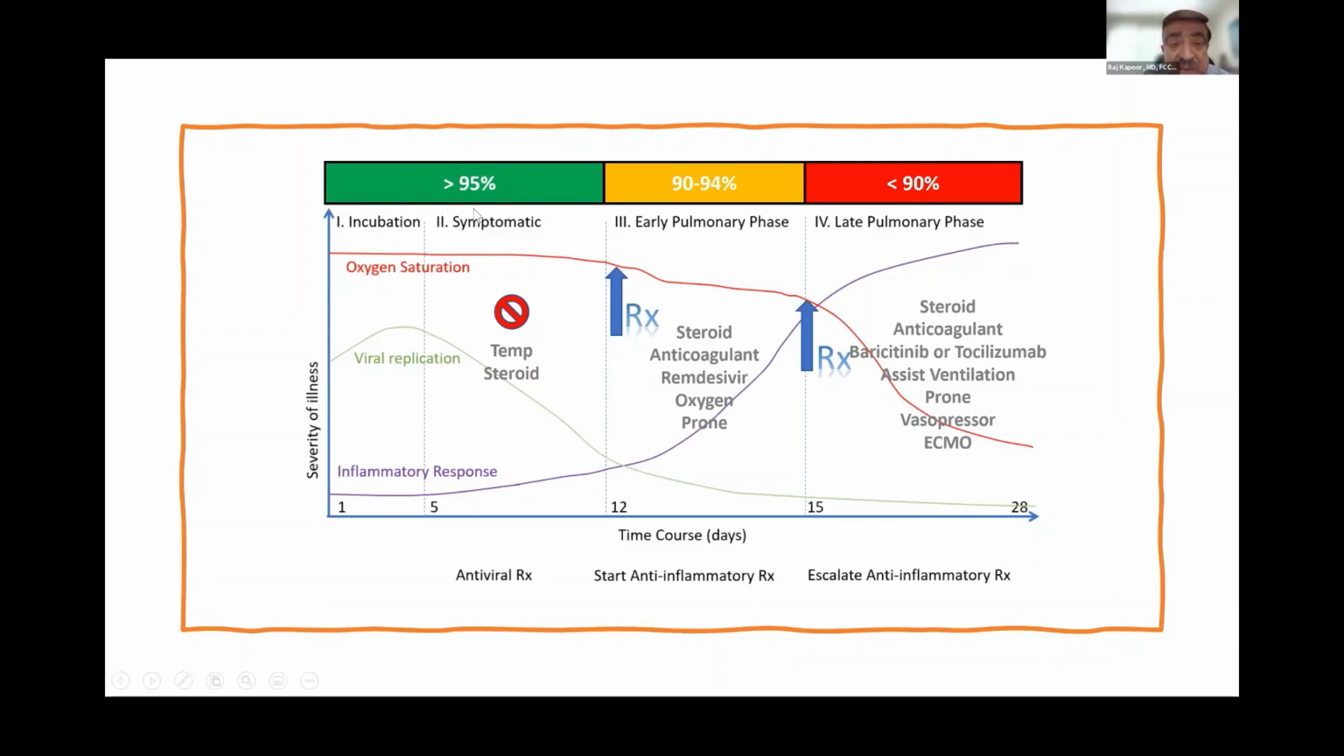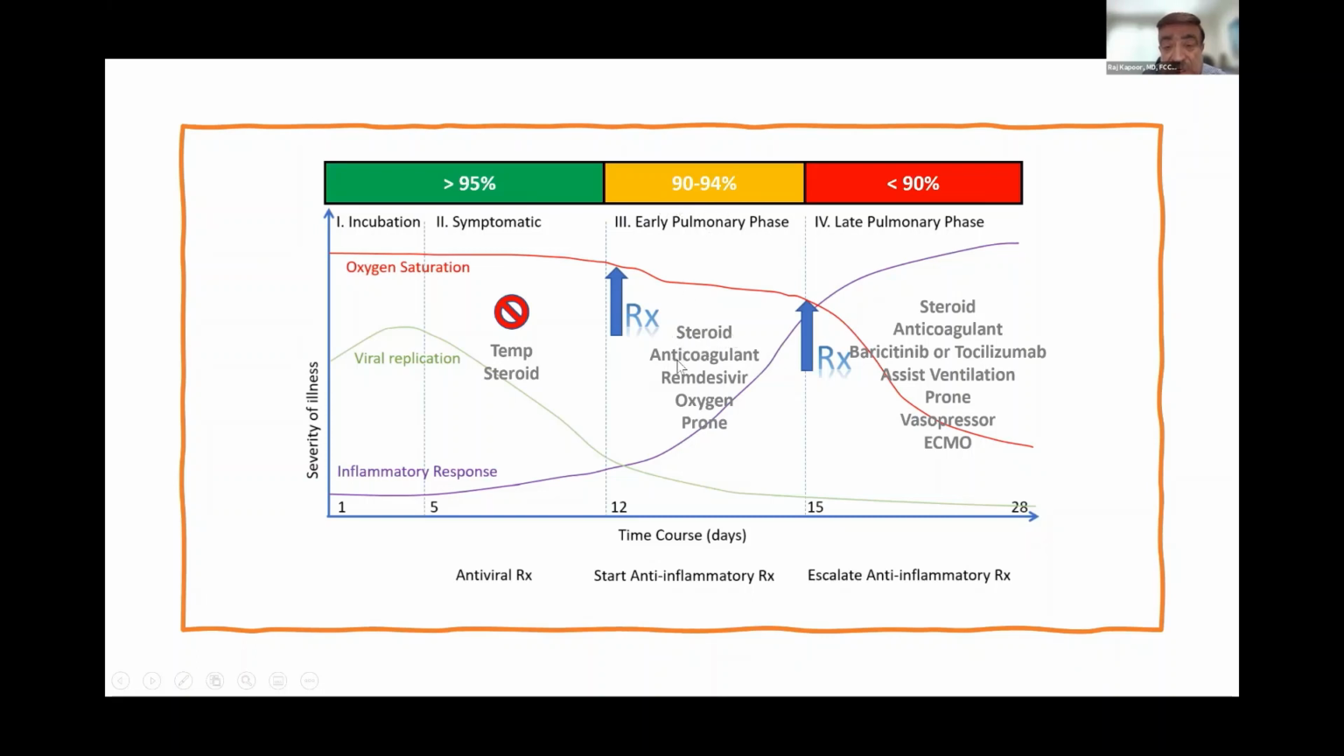When the saturation is above 95%, the patient may be symptomatic with fever or cough. Do not give steroids and do not try to suppress the temperature, because you are disallowing the human body to respond to the mild disease and control the inflammation. It is only when the saturation goes below 94% that I start that treatment. Not here, only here. This is your threshold for starting the treatment for inflammation.